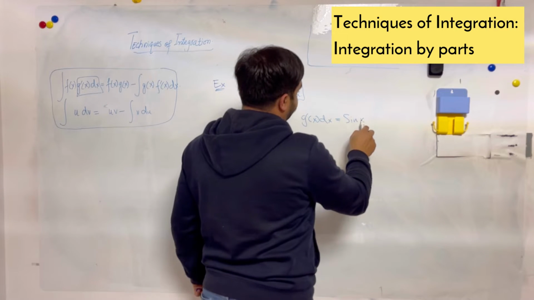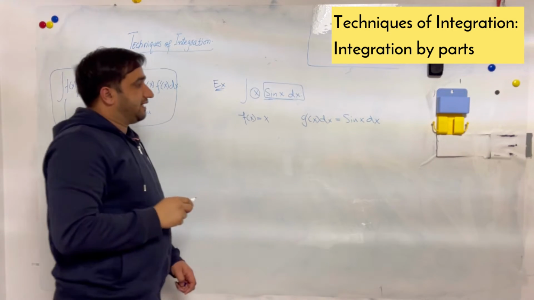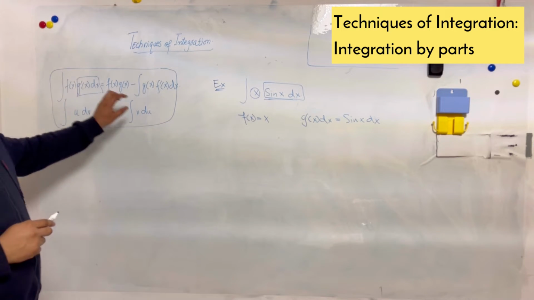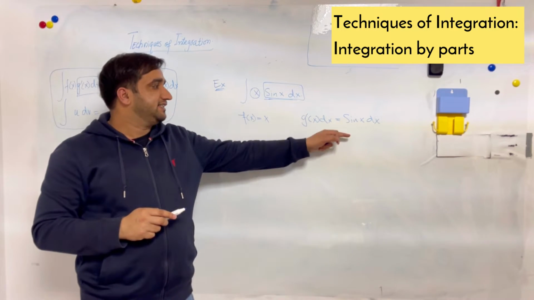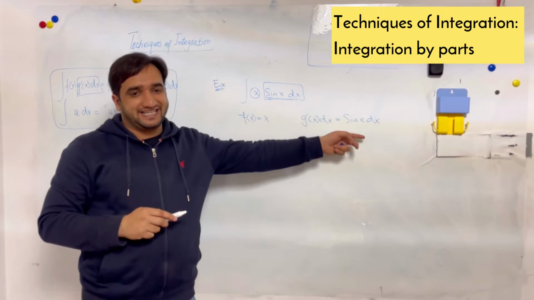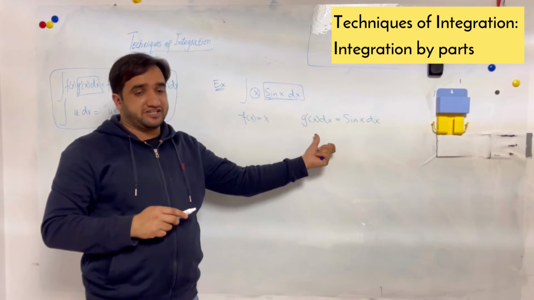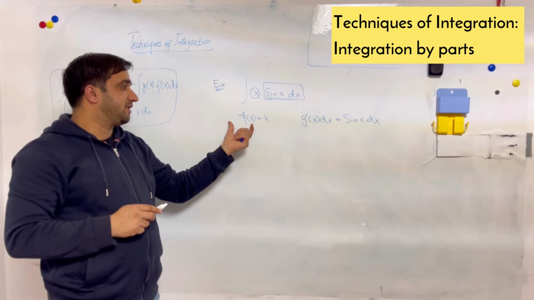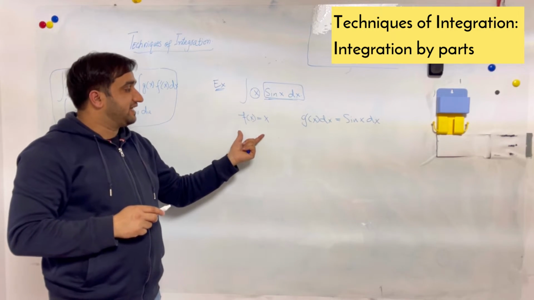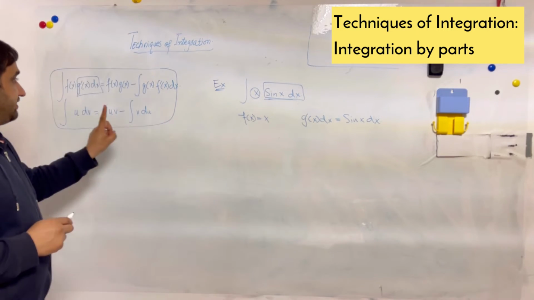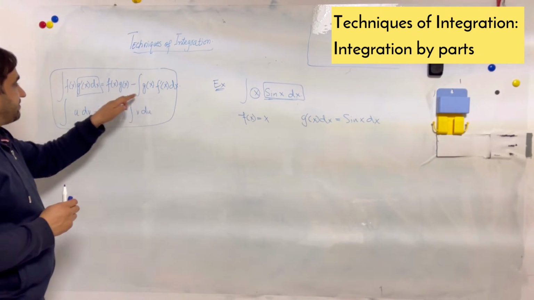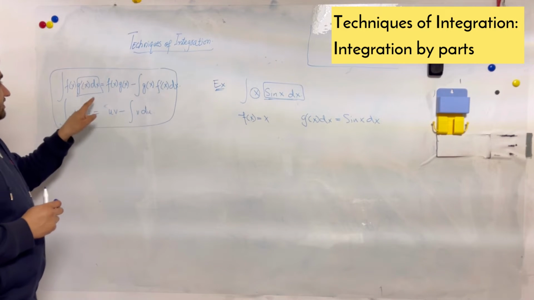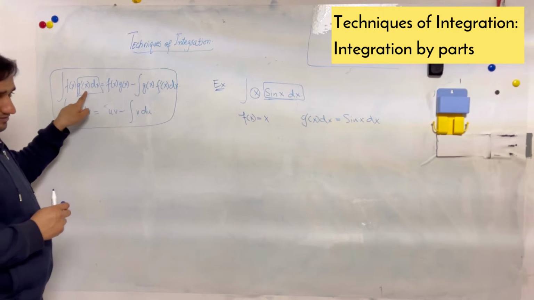Sine x, right? So if you are assuming this guy as the second part, then it means you have to apply integral on it to get the g of x. And if you are making this guy as f of x, it means you have to apply the derivative on it to get the f dash of x, because you need four things in the formula. You need f of x, you need f dash of x. You need g of x, you need g dash of x.